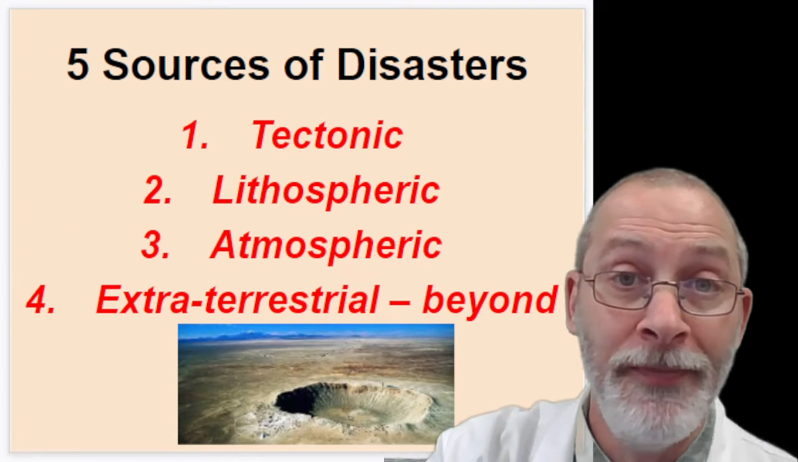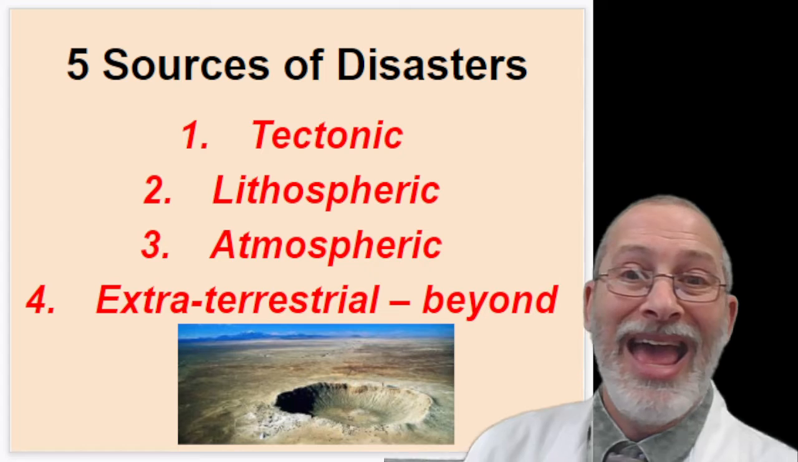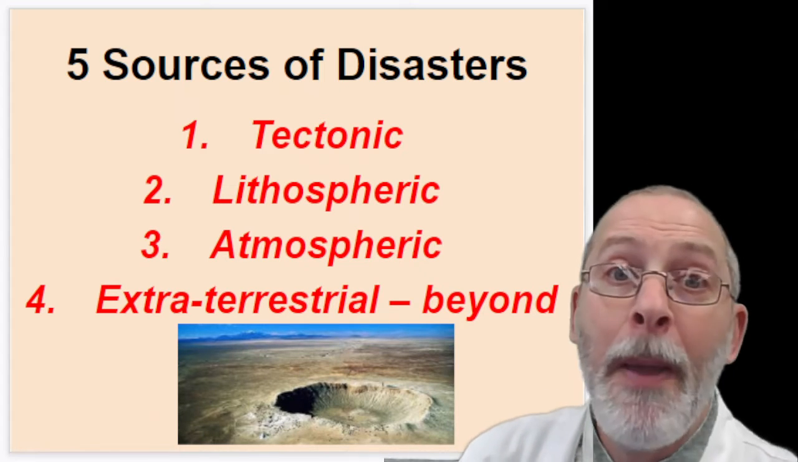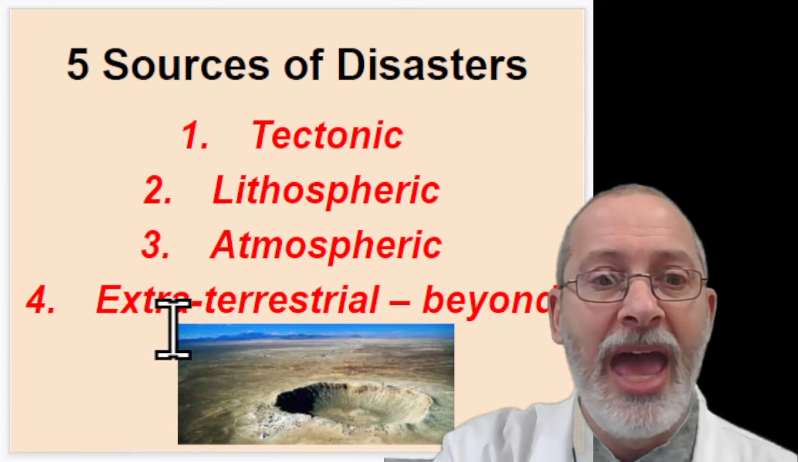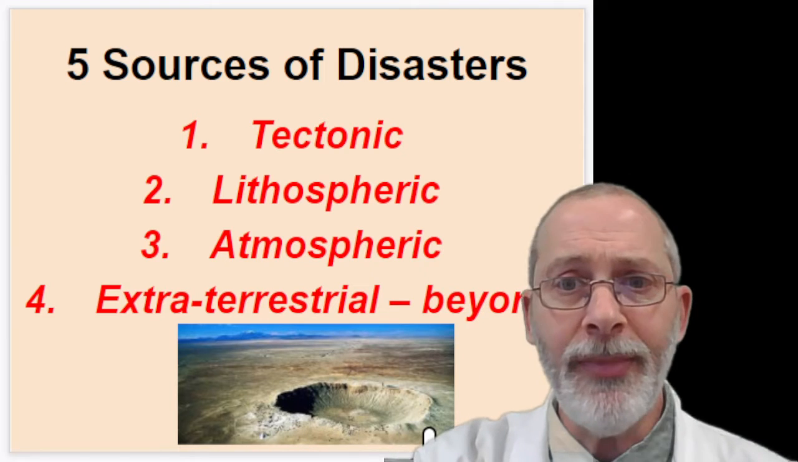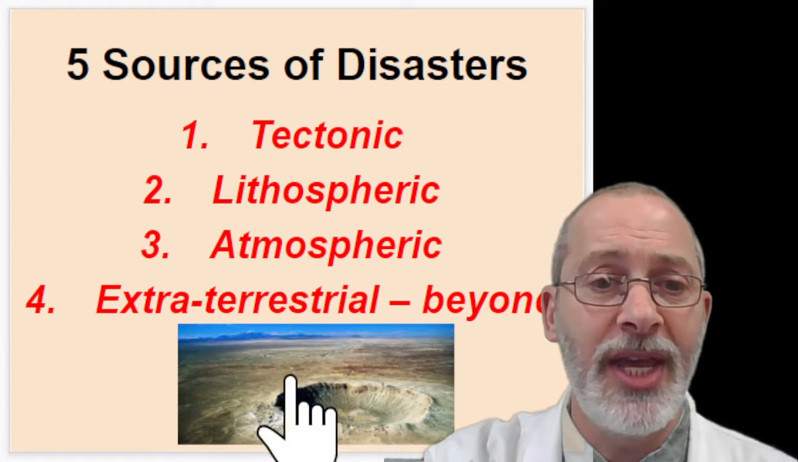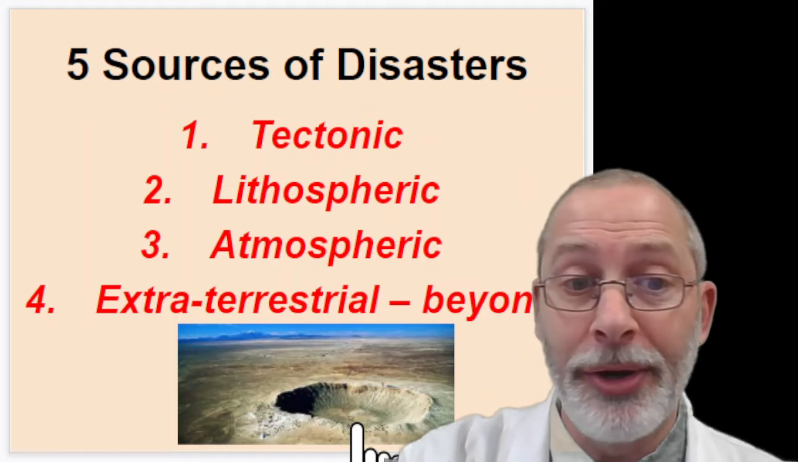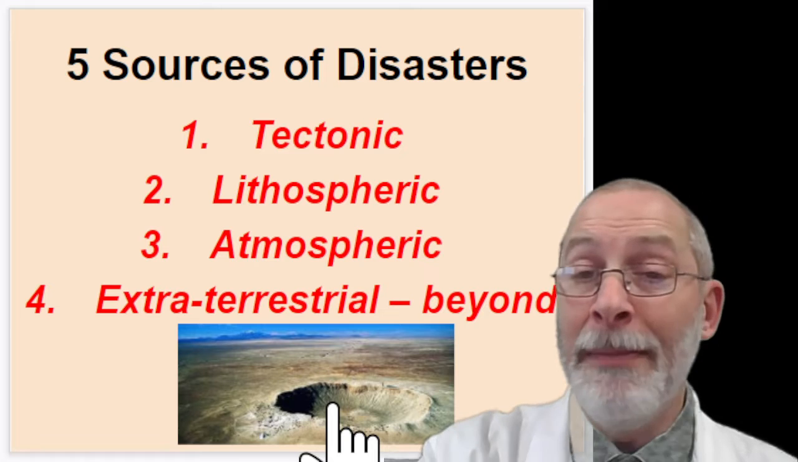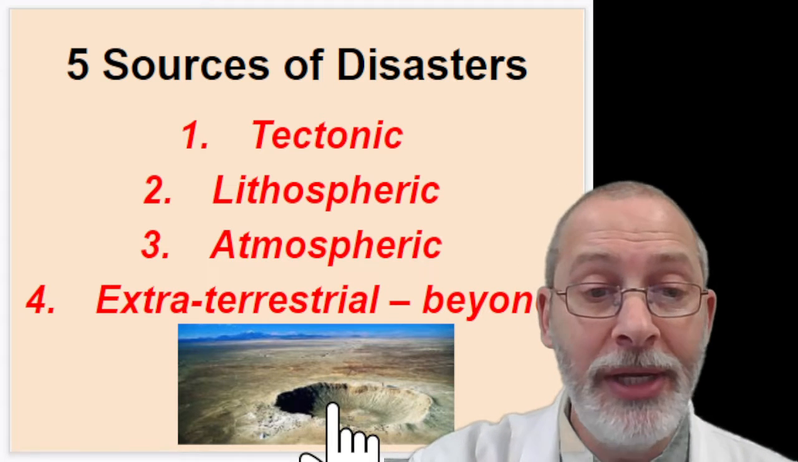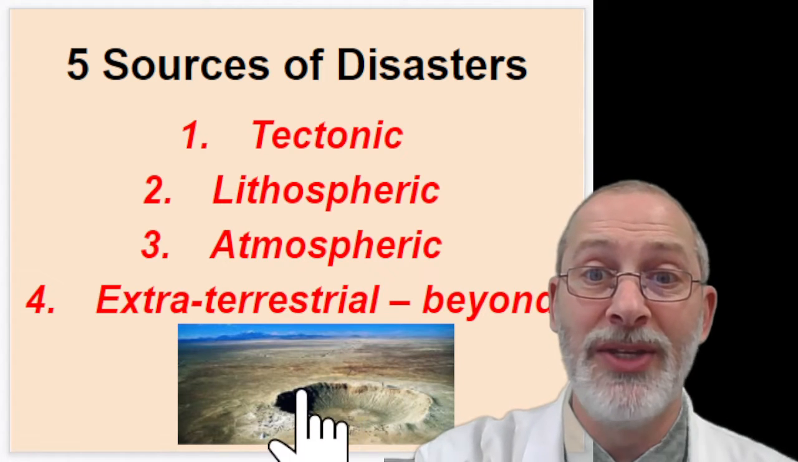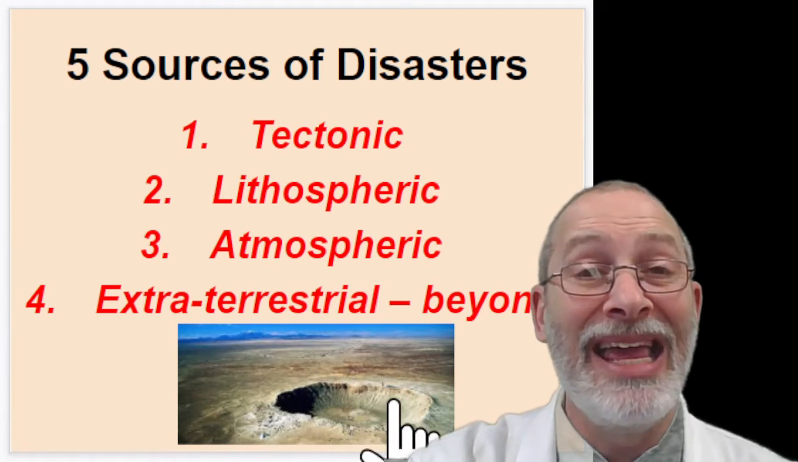That brings us to a very interesting one, I think: extraterrestrial sources. Extraterrestrial sources are beyond planet Earth. Extra means beyond, terrestrial means Earth. Here's a picture in the southwestern United States of Meteor Crater. This crater was formed by the impact of a meteoroid that was about the size of a refrigerator. This is about 1 mile in diameter.